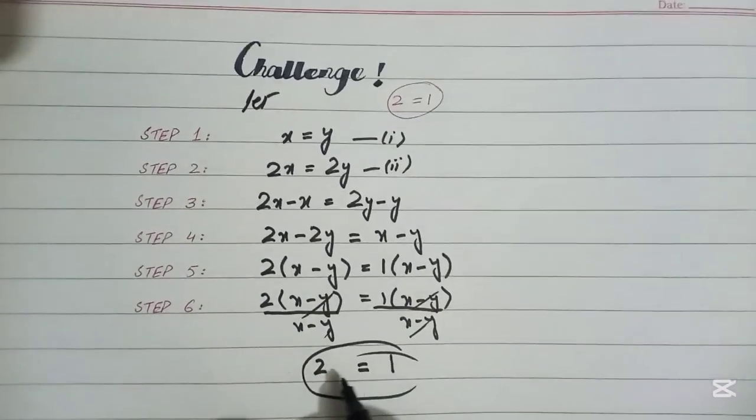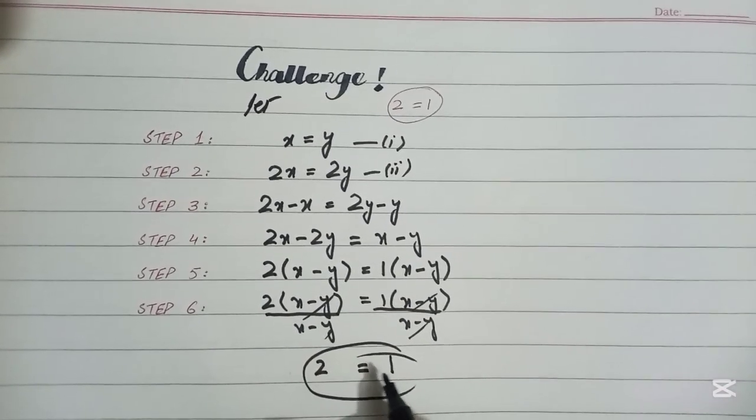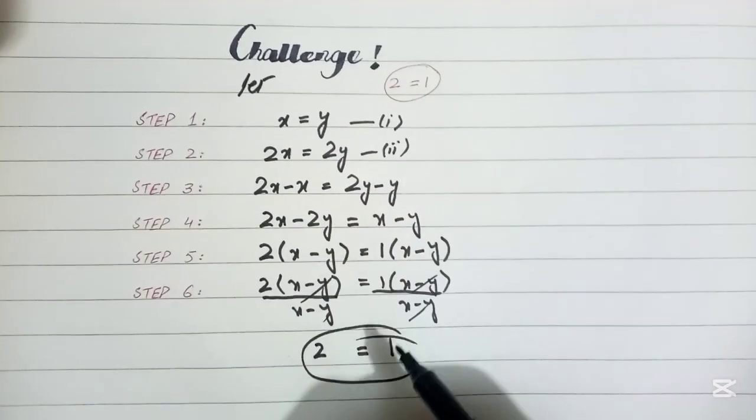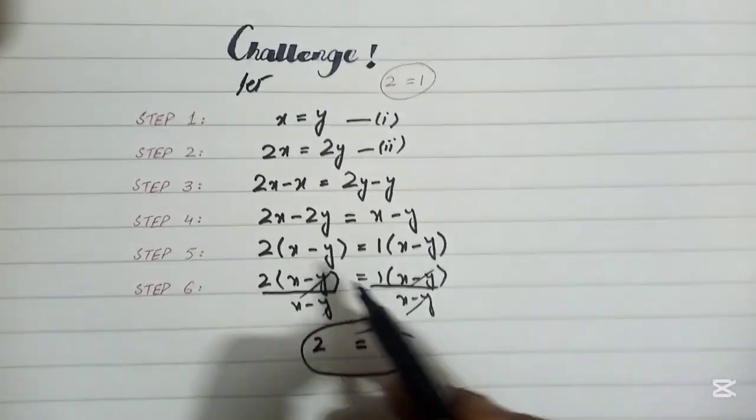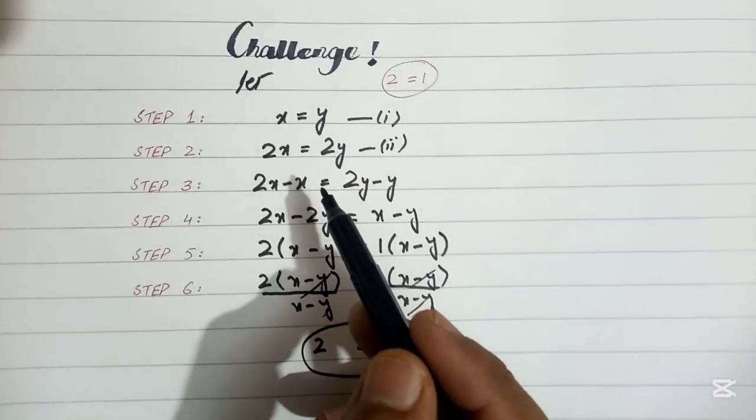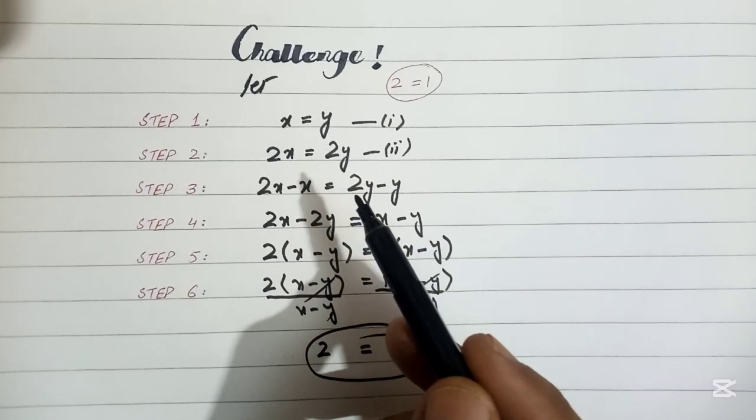So we have proved this 2 is equal to 1 using basic mathematics rules, but you have to find the mistake, which step is wrong according to mathematics. It's a challenge for you.